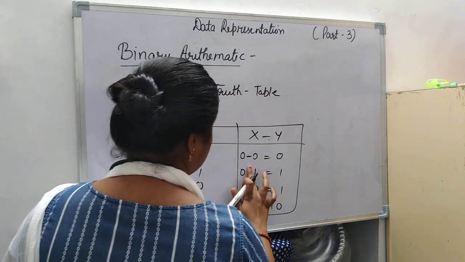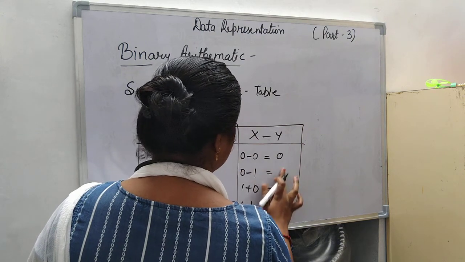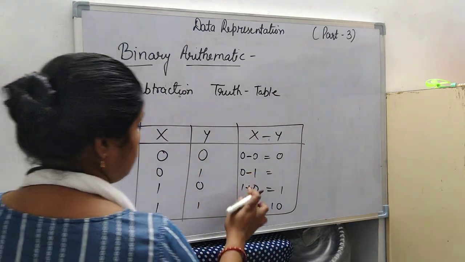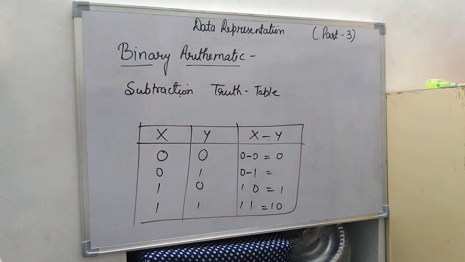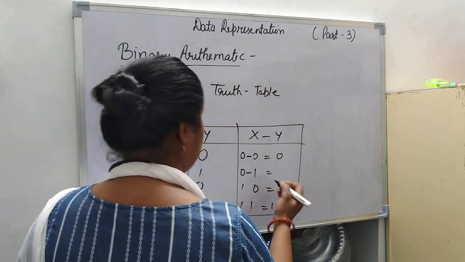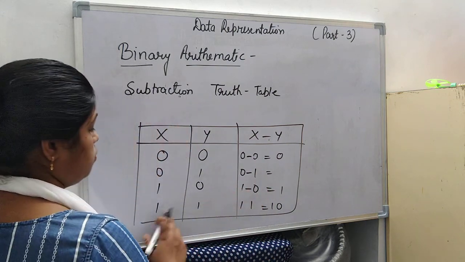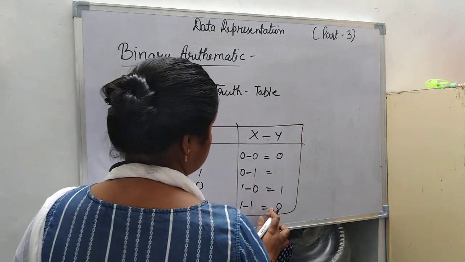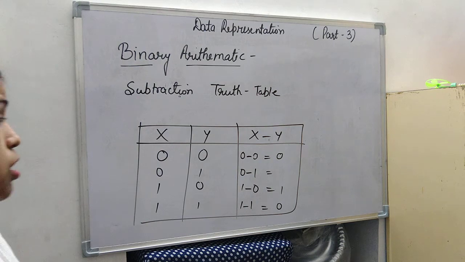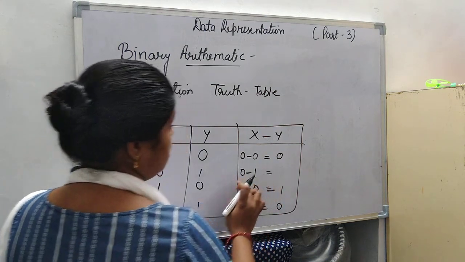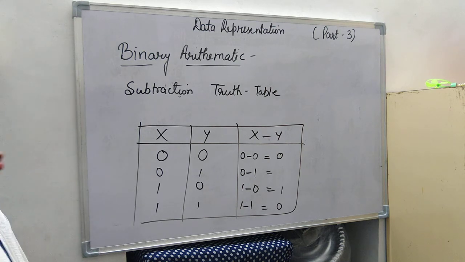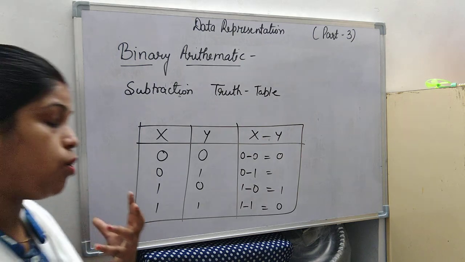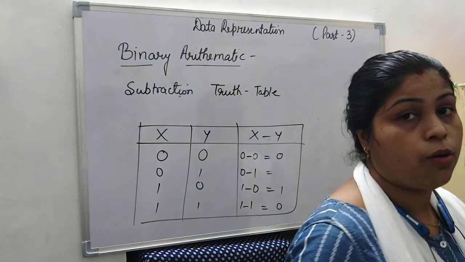When you subtract 0 from 1, and I will explain this now. Here if you subtract 1 from 0, it gives you 1, and if you subtract 1 from 1, it gives you only 0. But here you can see that you cannot subtract 1 from 0. So what should we do? We should take a carry. We should borrow 1 from the next.